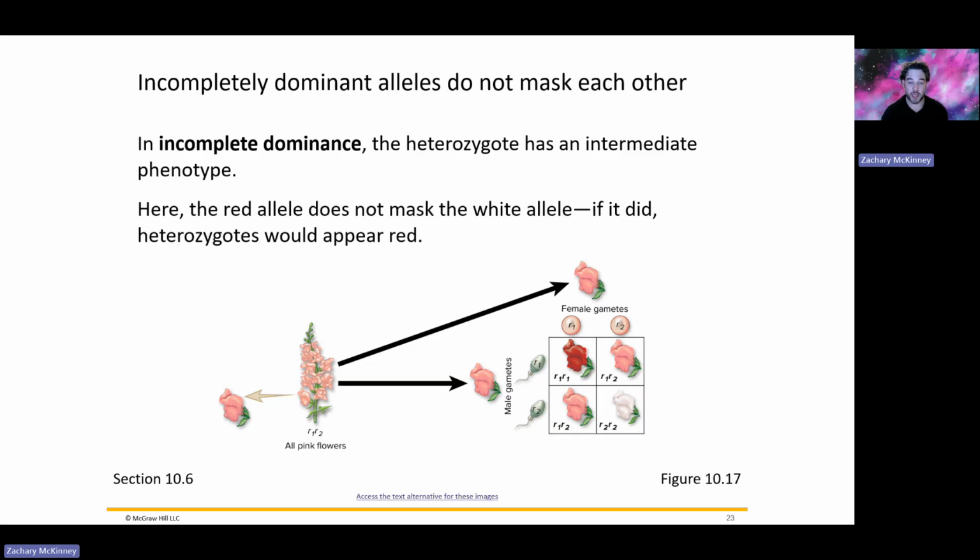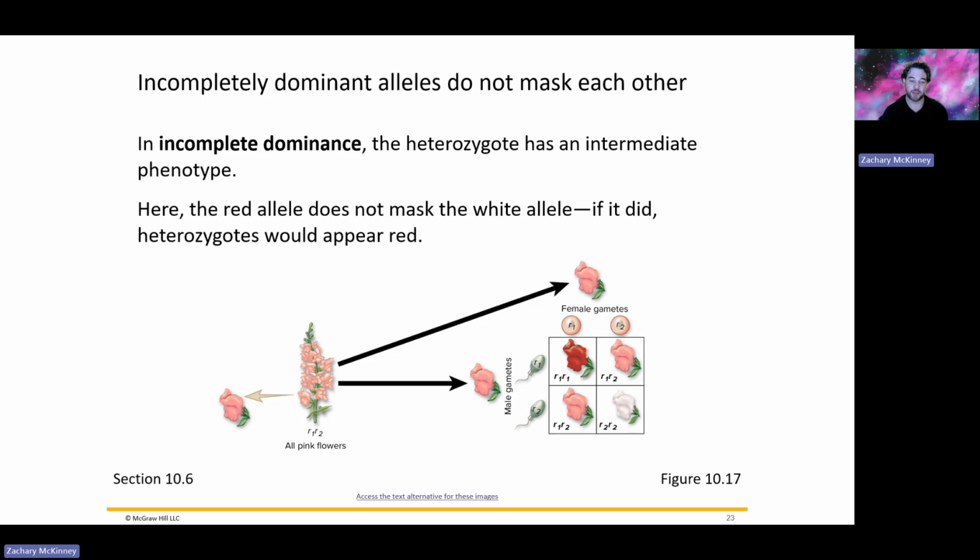If it is fully red, it has to be R1 R1 because it's not diluted. If it's fully white, it's R2 R2 because it has no pink shading in it. But again, if it's pink, then it's a heterozygous offspring. Again, this is because each of these, R1 and R2, make proteins, but they don't make enough to mask each other, and they just blend together, right?